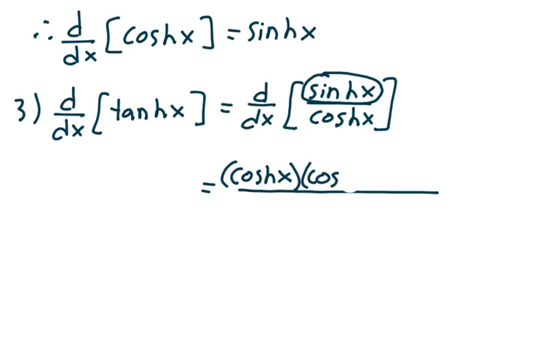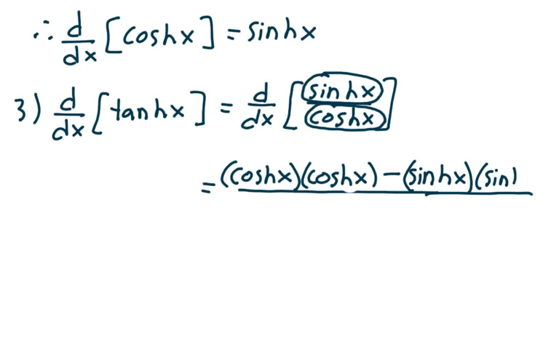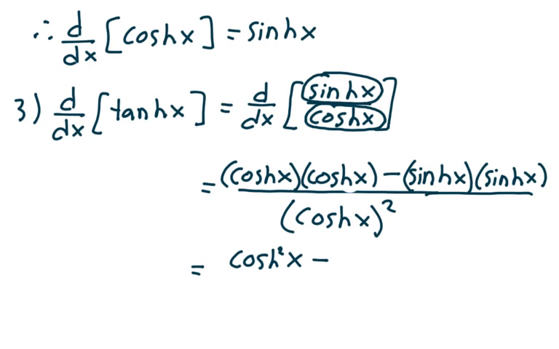x. So I'm going to write hyperbolic cosine x minus the top, hyperbolic sine x. The derivative of the bottom, the derivative of hyperbolic cosine x, is hyperbolic sine x. And then I'm going to divide by hyperbolic cosine x to the second power. And so this is hyperbolic cosine squared x minus hyperbolic sine squared x divided by hyperbolic cosine squared x.